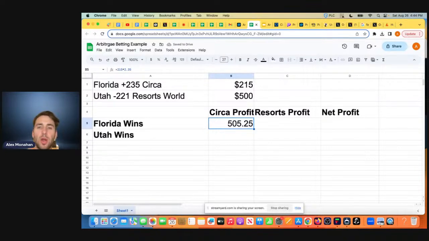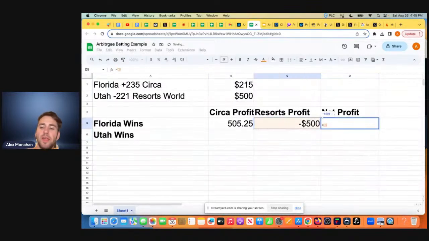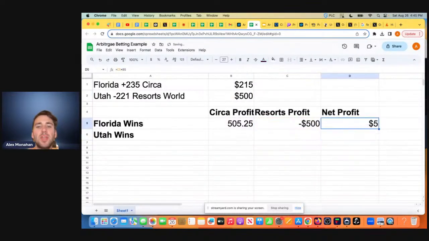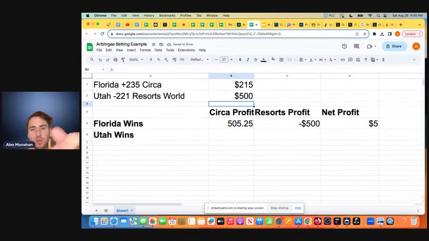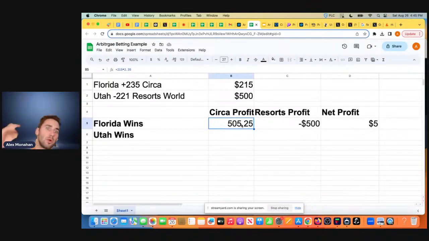$505.25, right? And on Resorts World, we're down $500. So our net profit is going to be $5. We're going to be up roughly $5. If Florida wins, we lose $500 on Resorts World, but we're up $505.25 on Circa. No brainer, right? We're up $5.